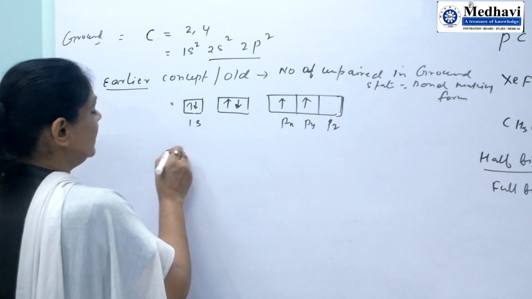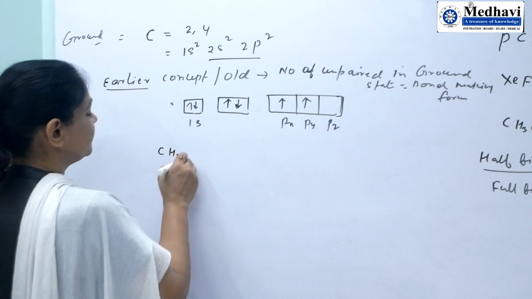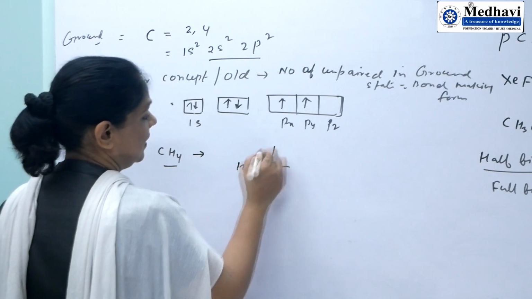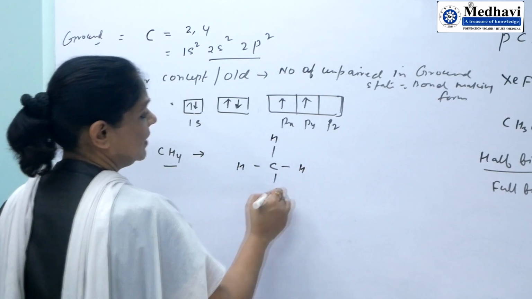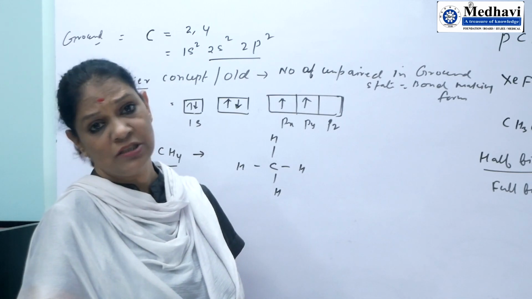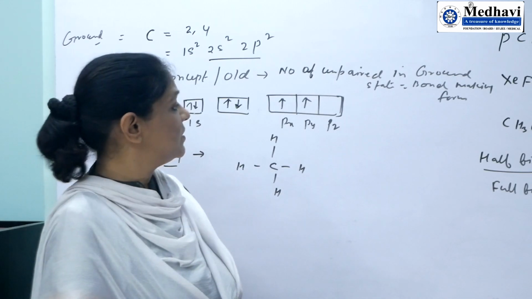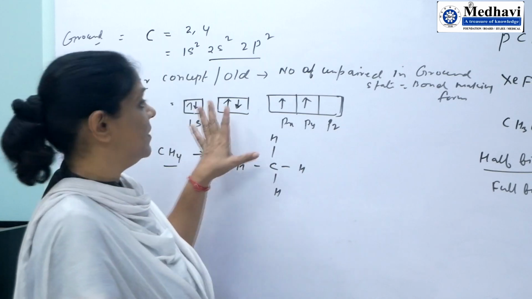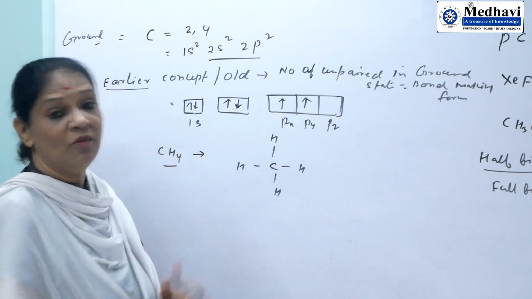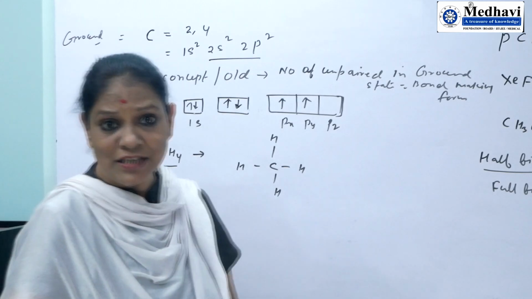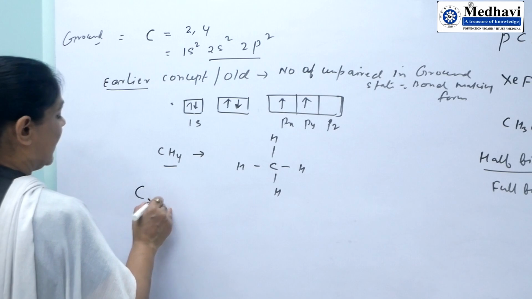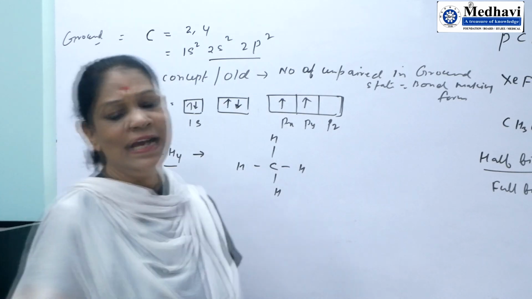But if we see the structure of methane, you find that carbon has 4 bonds. And according to the old concept, the total number of unpaired electrons in the ground state is the bond forming capacity of an element. So here this concept failed, because unpaired electrons are 2 and carbon can make 4 bonds. So we cannot take this concept. After that, another concept came: the excited state.